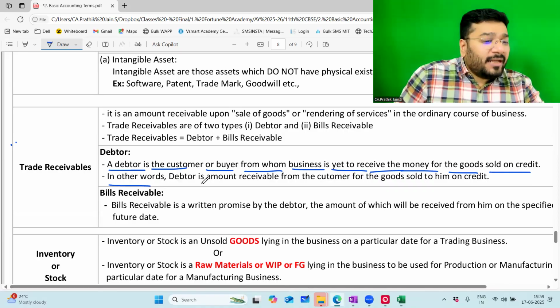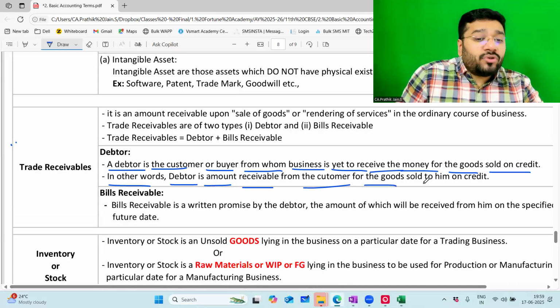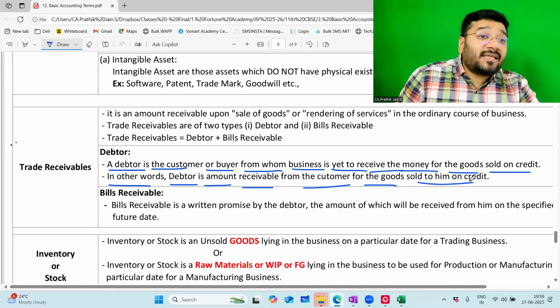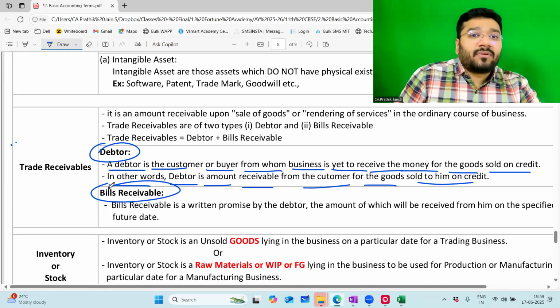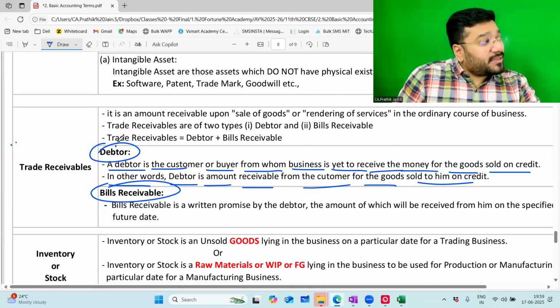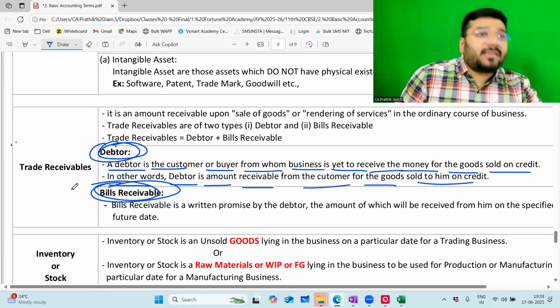In other words, debtor is amount received from the customer for the goods sold to him on credit, or the services that I have rendered to him on credit. Then what is bills receivable? That customer is called as debtor. Customer is also called as bills receivable.